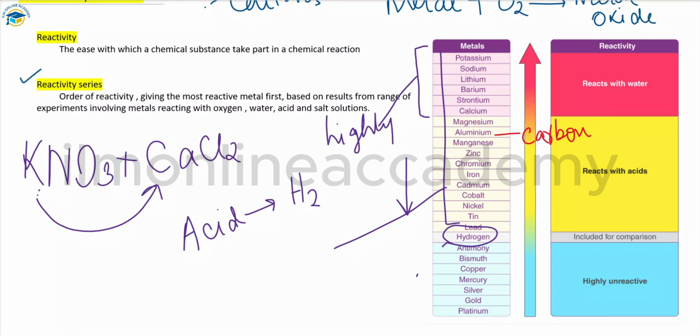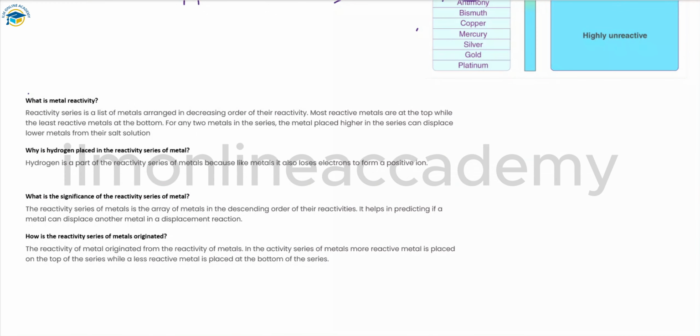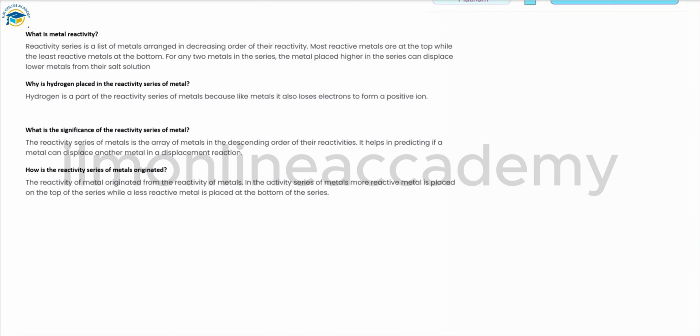Next, I have some important questions which are related to the reactivity series, or which can also be asked in the exam. First, what is metal reactivity?